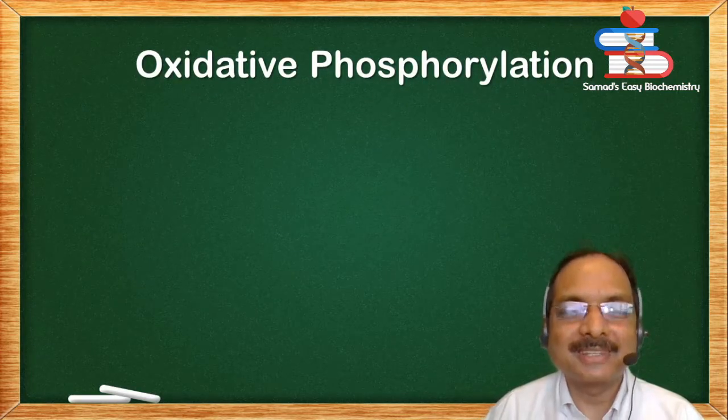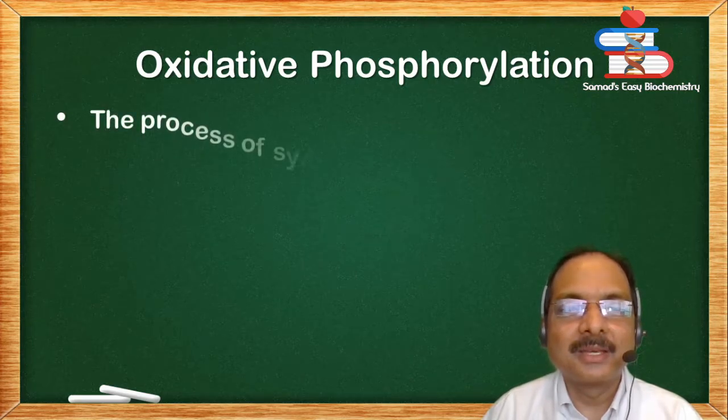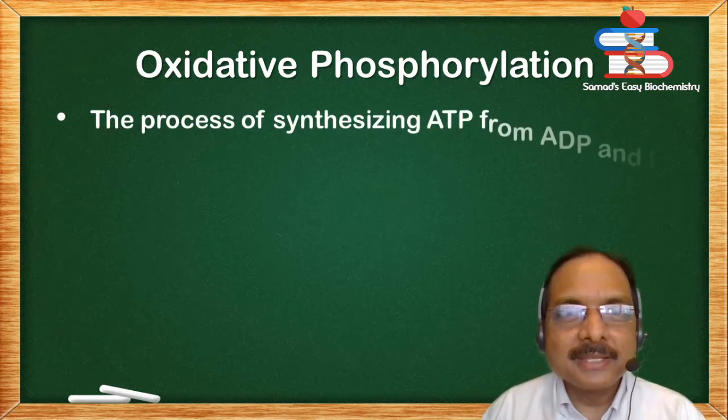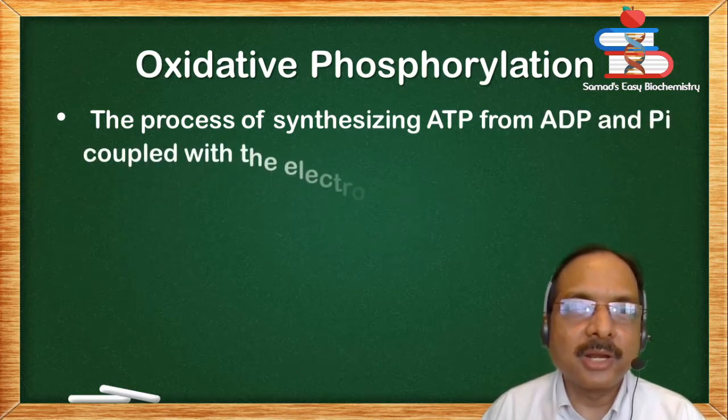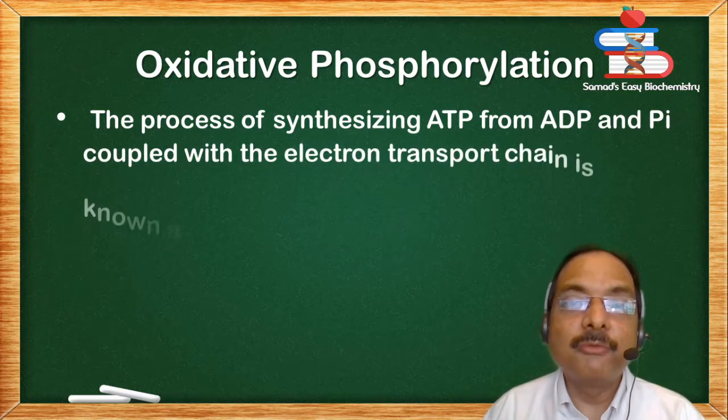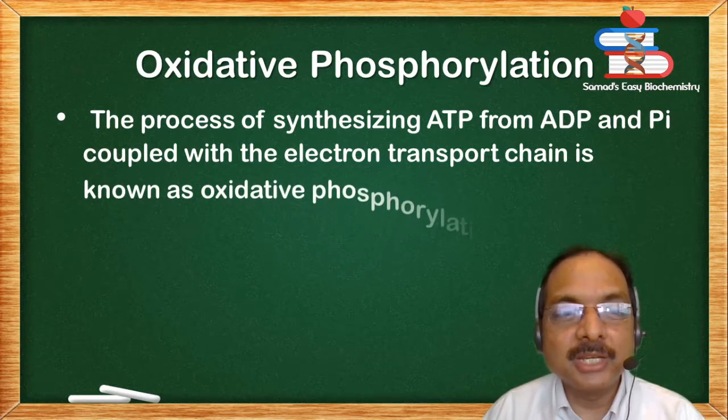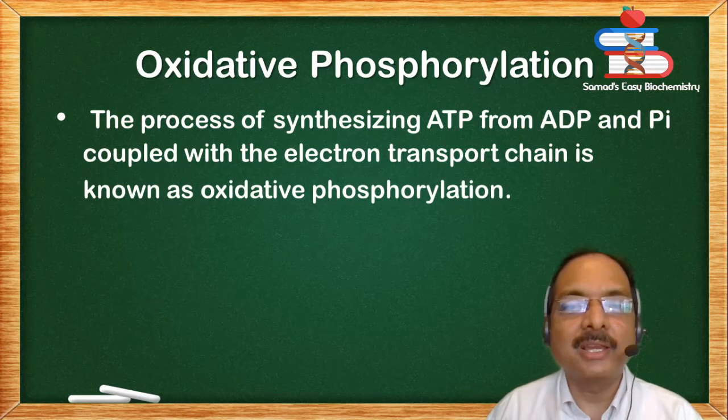Oxidative phosphorylation. The process of synthesizing ATP from ADP and inorganic phosphate coupled with the electron transport chain is known as oxidative phosphorylation.